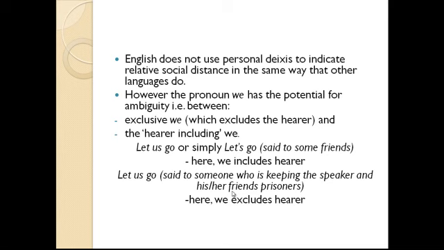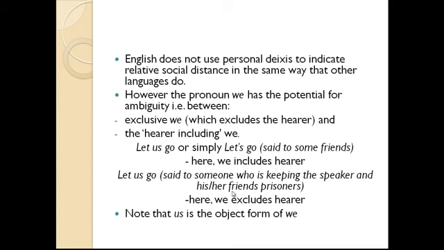Because in the second instance, this is more of begging. "Let us go, please, let us go." The us there does not include the hearer, because the hearer is probably the one who is holding these people prisoners. Whereas in the first example, "Let us go," or "Let's go," said to friends, the hearer is included. So you can actually see that we in English has the potential for ambiguity. When you say, "Let us go," do you mean to include the hearer, or to exclude the hearer? That is the ambiguity that we wanted to bring to your attention.